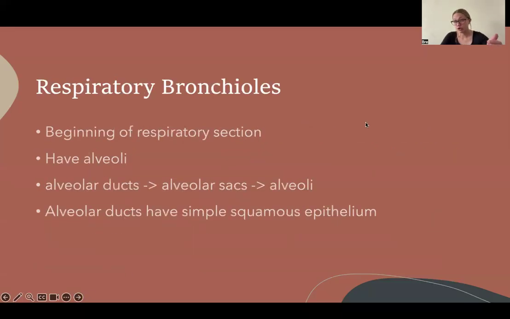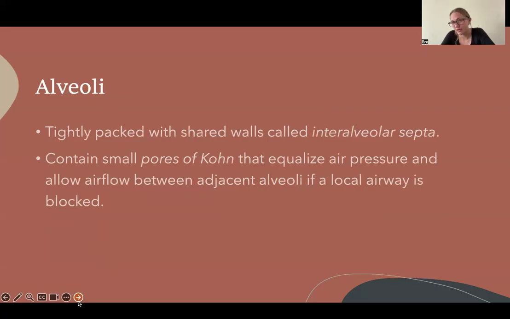Okay, respiratory bronchioles. If you remember the one of the first slides, this was the first part of the respiratory division, right? They have alveoli. It goes from alveolar ducts to alveolar sacs, and then alveoli, which are those grape clusters, right? And the alveolar ducts have simple squamous epithelium, right? Because simple squamous is very flat and it means just one layer, right? Now, these alveoli, these are tightly packed, right? And they even share walls called intra-alveolar septa.